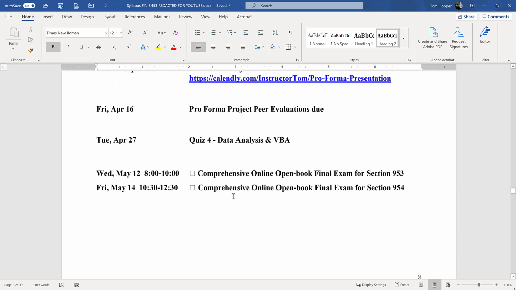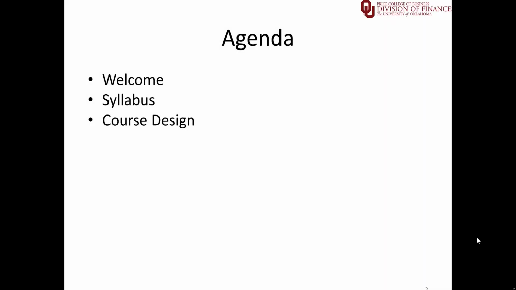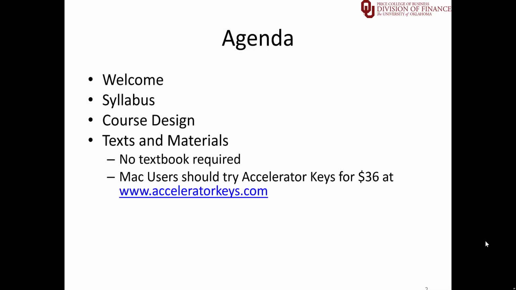followed by your final. You might want to check which section you're in. If you are in 953, check this box and you'll know when your final is. Likewise for 954. That was the syllabus, which covered some course design, some notes about text and materials, and now let me talk about my priorities.